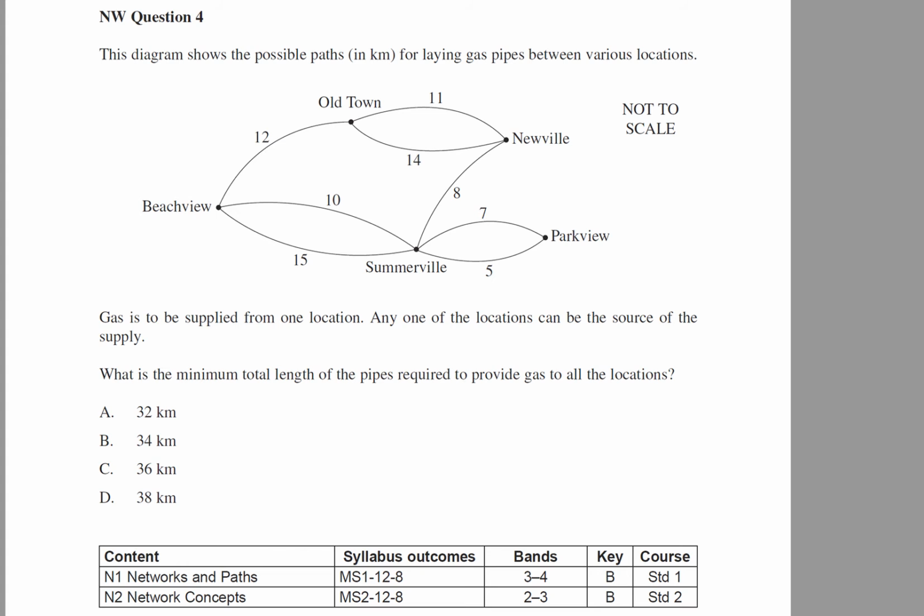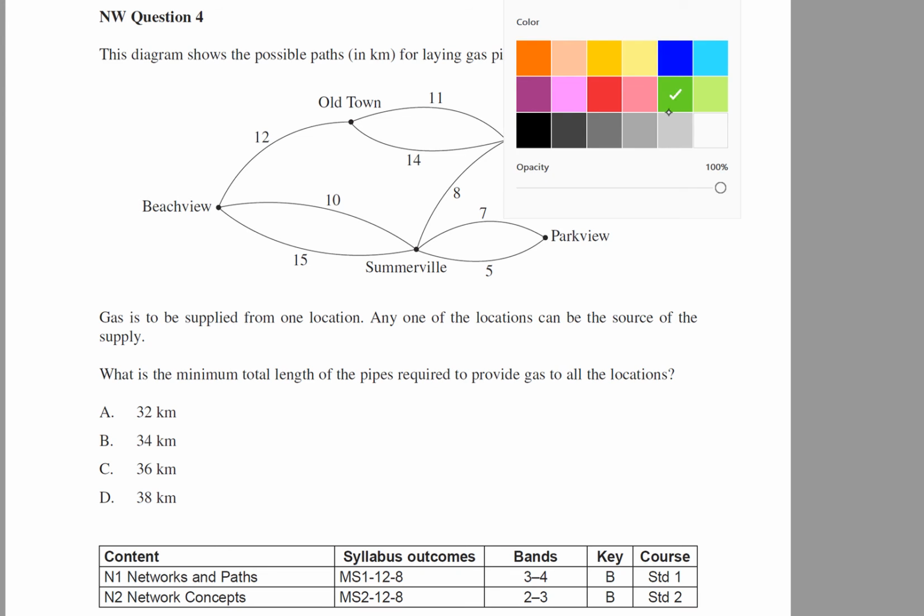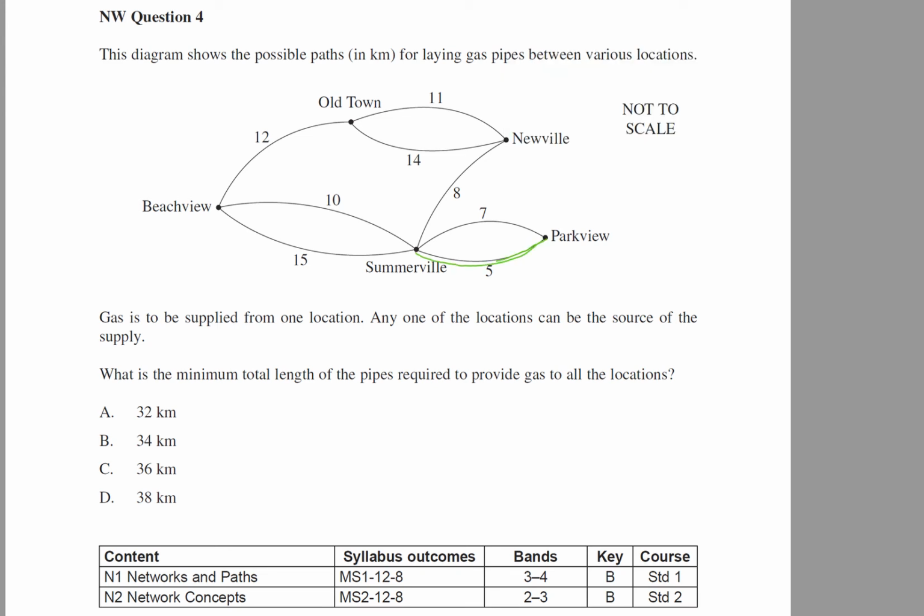So let's choose the shortest path here. So we'll try Parkview to Somerville. And now we need to connect to Beachview. So 10 is the shorter path compared to 15.